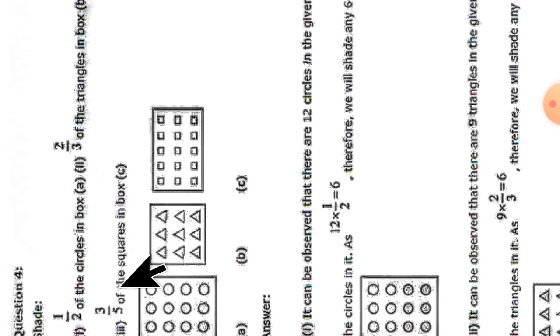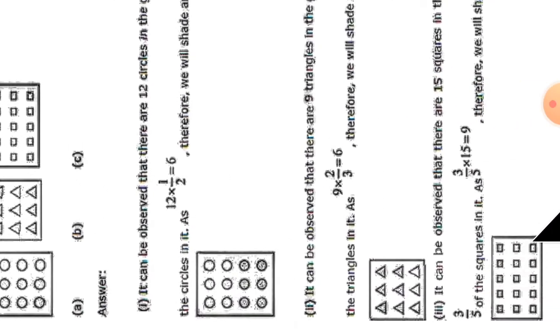Now the third part is given here, 3 upon 5 of the squares. So total squares are 15. So 3 upon 5 into 15 equals, 5 1s are 5, 5 3s are 15. So 3 3s are 9. So 9 parts you have to shade out of 15 parts in this given rectangle.